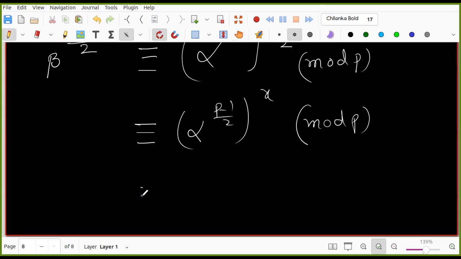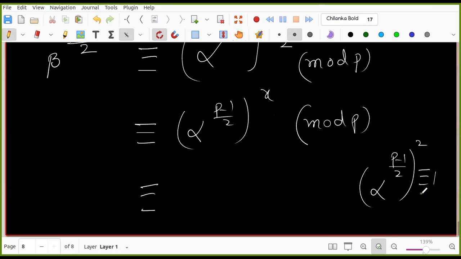This is congruent to what? You know that alpha power (p minus 1) by 2, whole square, is 1, right? But alpha power (p minus 1) by 2 now becomes plus or minus 1.